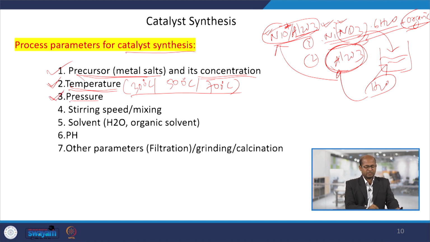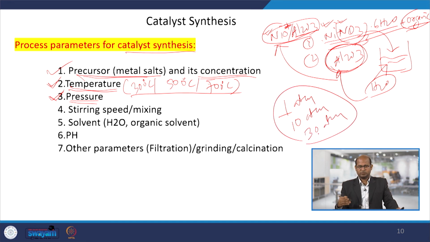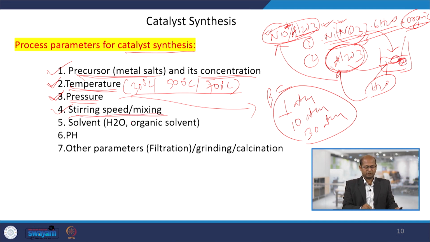At the same time, pressure also, when we synthesize a catalyst by a particular method. We can conduct the operation at 1 atm pressure, 10 atm, or 30 atm pressure. Like that, temperature and pressure we can vary, and based on that, catalytic properties or material properties will also vary. At the same time, stirring speed or mixing. When we take that solution with the alumina or some other material and mix it, stirring is also important, so the stirring speed.